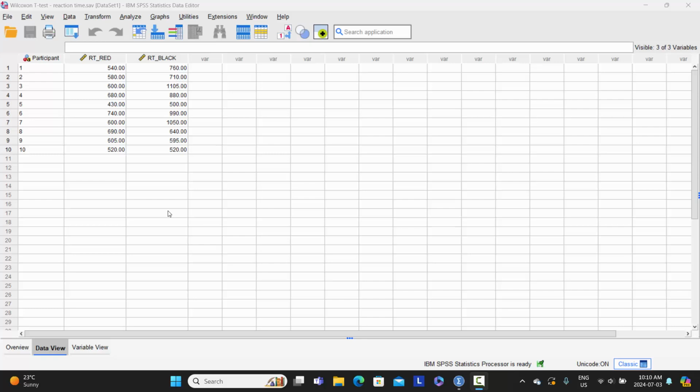In this video, we're going to illustrate how to conduct a non-parametric Wilcoxon t-test for paired samples using SPSS. In this hypothetical study, here we see 10 research participants that were evaluated for reaction time, measured in milliseconds, following the exposure to a particular signal on a computer screen.